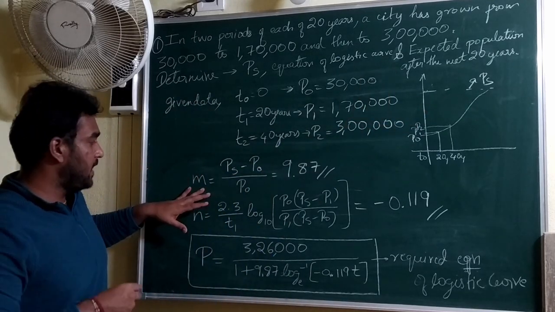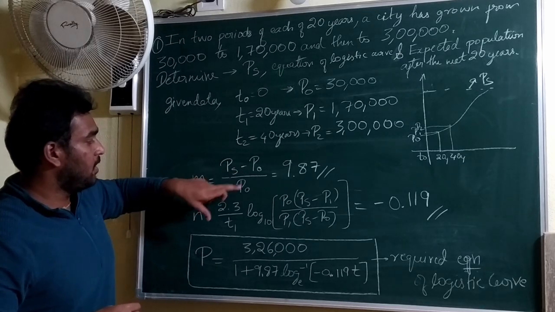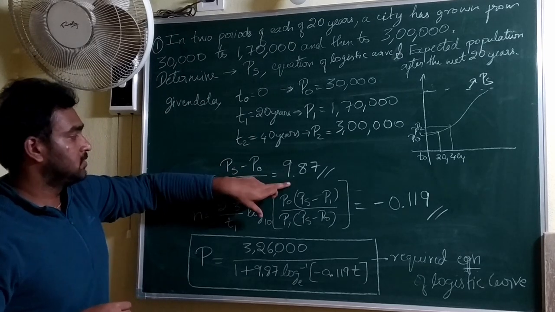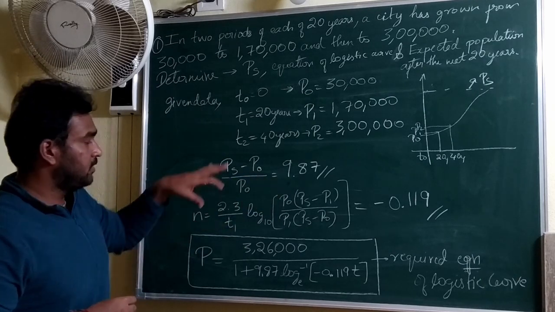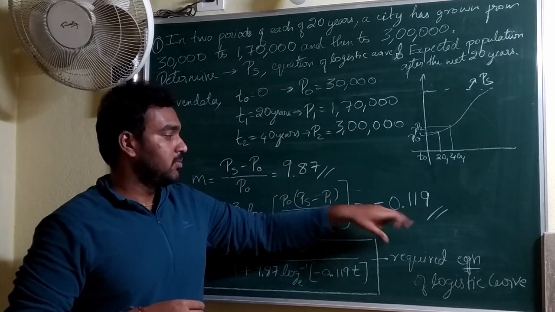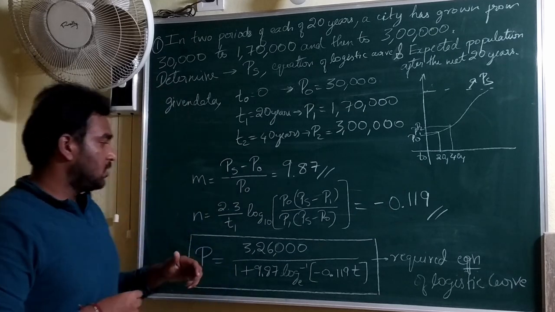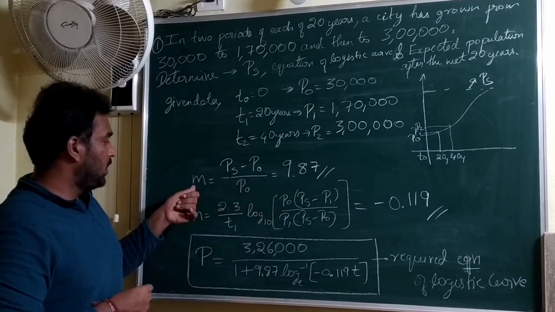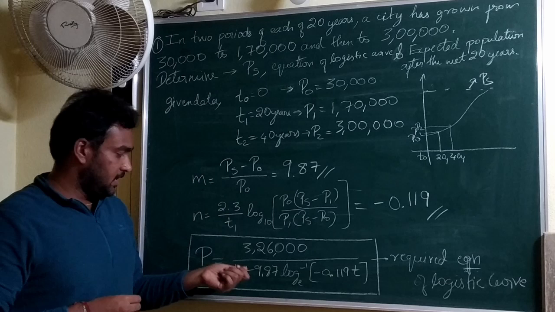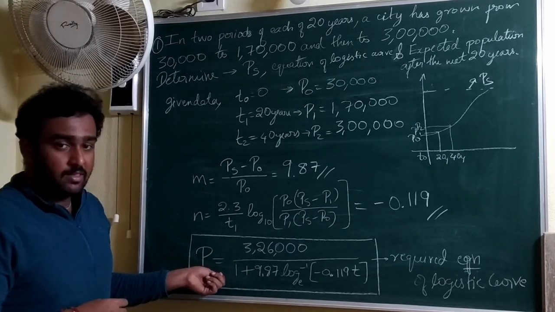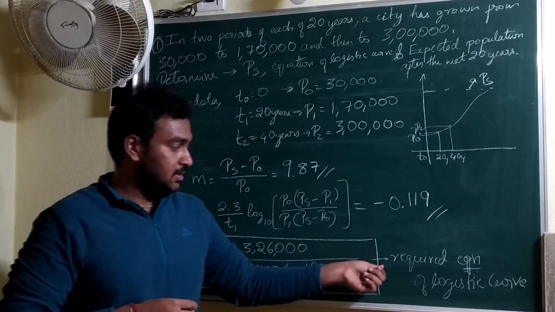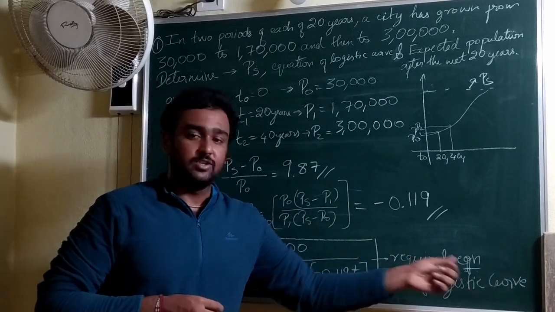To find m, we need to substitute Ps and P0 here, so that we will get 9.87 as m, and n, after substituting, you will get negative 0.119. Then you need to substitute m, n and Ps into the logistic curve equation. So this will be the final equation you will get. This is represented as the equation of the logistic curve.